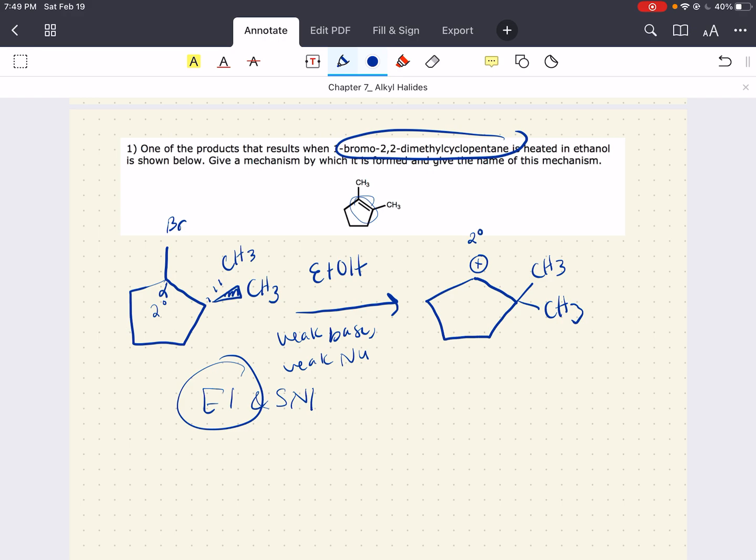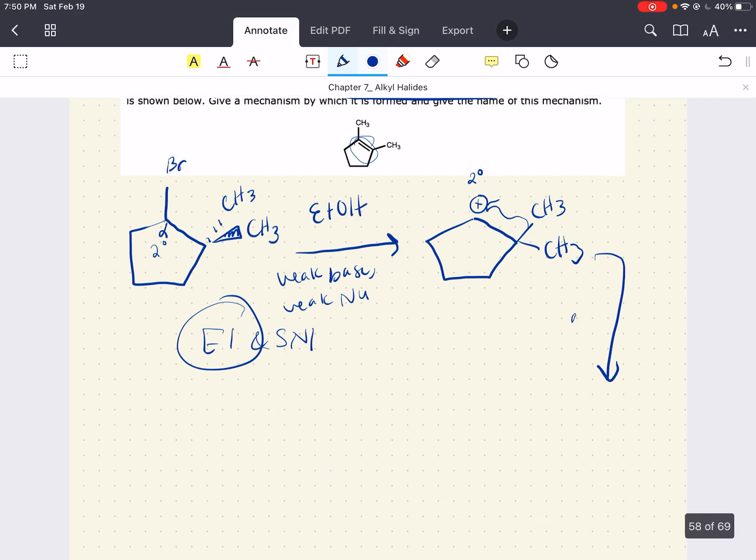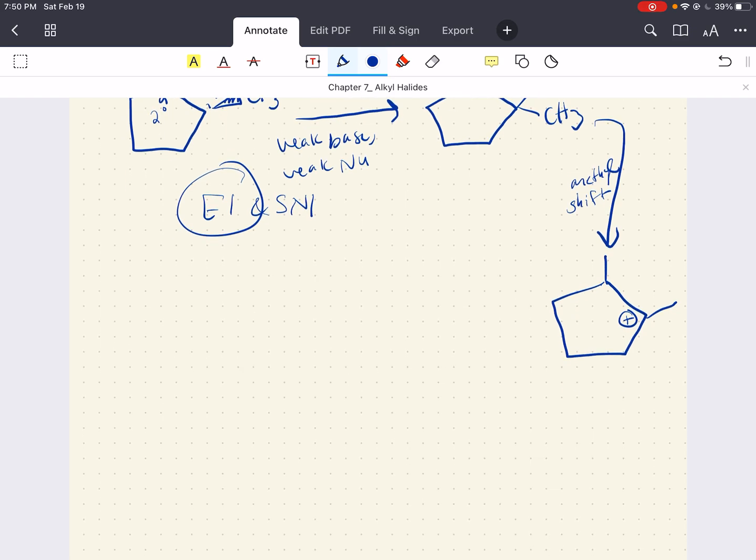Now this is secondary. So what can happen is, you guessed it, methyl shift over. All right, this is going to give us, and we're going to write here just so we remember, methyl shift. What that's going to give us is this. Now we have a methyl here, and now we have a tertiary carbocation.